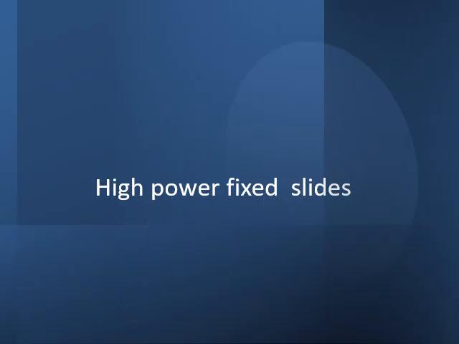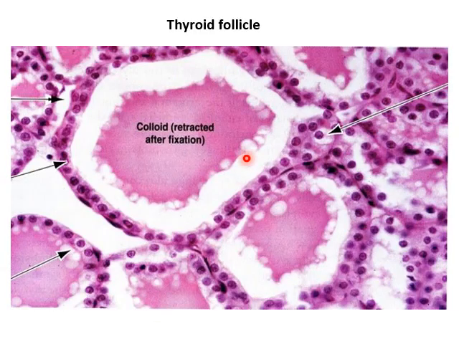High power fixed slides. The thyroid follicle, which is the structural functional unit of the thyroid gland. Here the colloid, here are the follicular cells, and this the parafollicular cell, thyroid follicle.